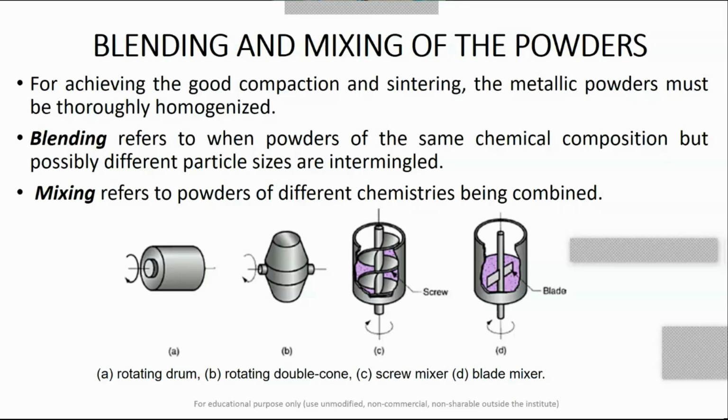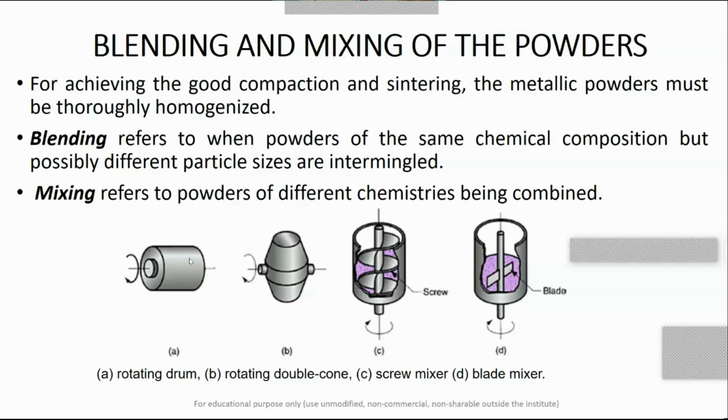And in case of mixing, you have powders of different chemistries, and they are mixed with each other with the help of different mixing devices. So mainly for industrial application, industrial mixing, you have four types of configuration.